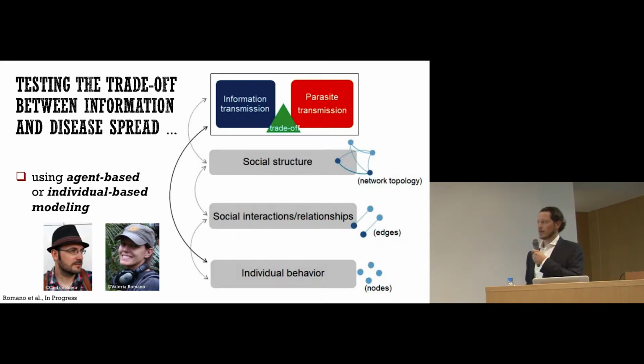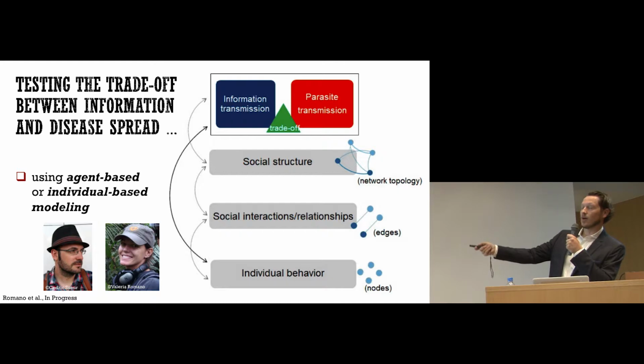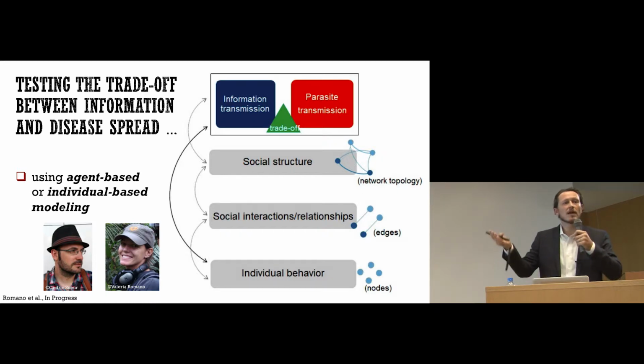So with a few collaborators, another graduate student, Valeria Romano, who's defending her PhD next Friday, we developed a model. It's a theoretical model because we're interested in the trade-off. Individuals behave and interact with each other. They make edges, links between other individuals. They build a social network. They can get information, but they also get parasites. How do they balance those two things?